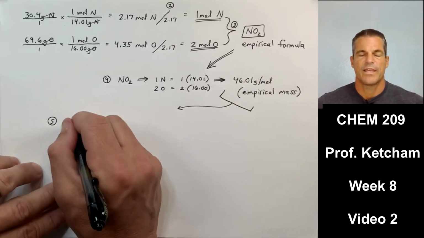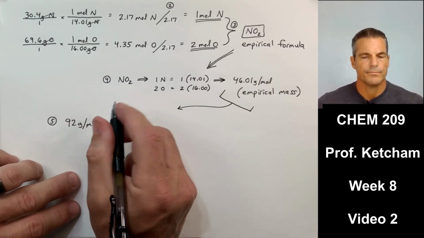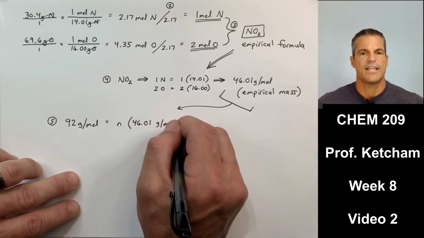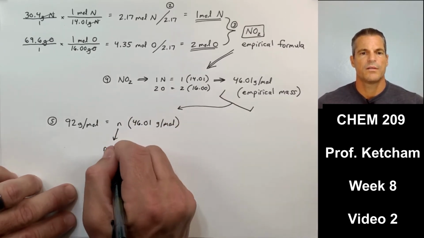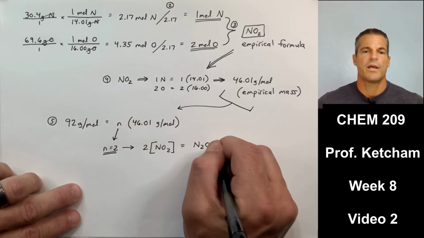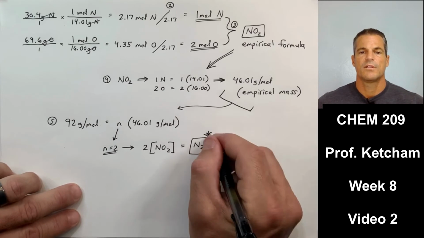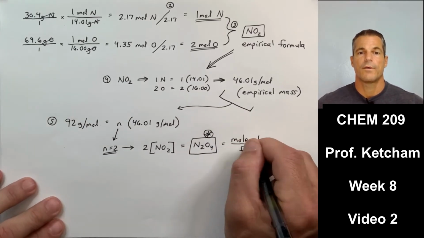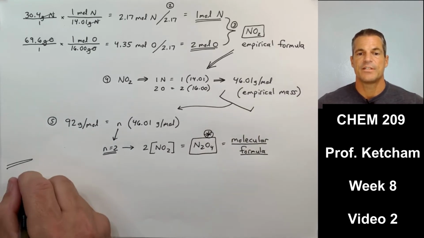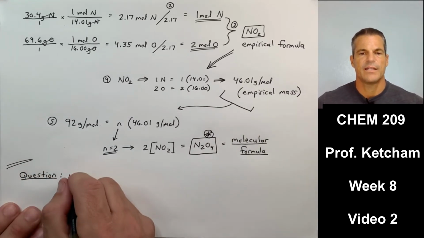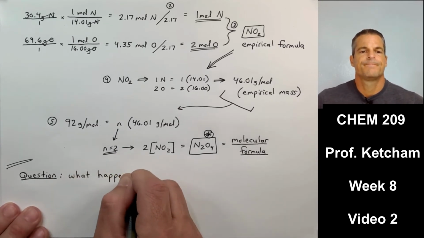All right, well, they gave us the molar mass, or the molecular weight, was 92 grams per mole, so it equals N times 46.01. Once again, in this practice problem, N is 2. We multiply everything through by 2. The actual formula, the molecular formula, is N2O4. Dinitrogen tetroxide, right? Remember that stuff, naming? Dinitrogen tetroxide.